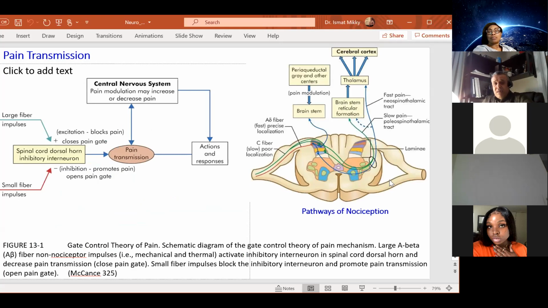This figure shows how the gate control theory of pain explains the experience of pain. The large A beta fibers, non-nociceptor impulses, and mechanical and thermal factors would activate them, and it will open the gate, and then it will result in a pain experience.